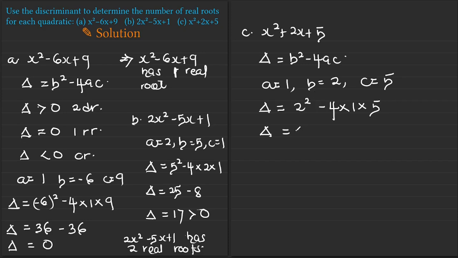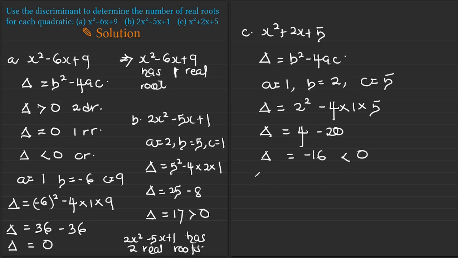Simplifying, we have 2 squared, which gives us a 4. Then we have negative 4 times 1. That gives us a negative 4. Negative 4 times 5 gives us a negative 20. So our discriminant is equal to a negative 16. That is 4 minus 20. This is less than 0.